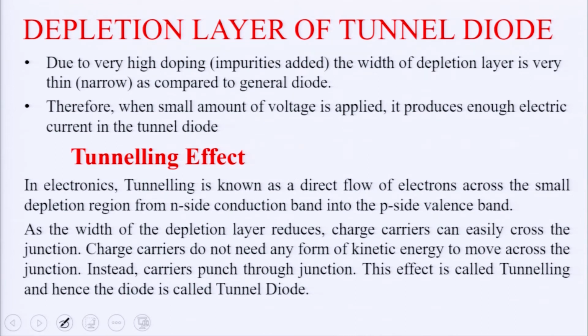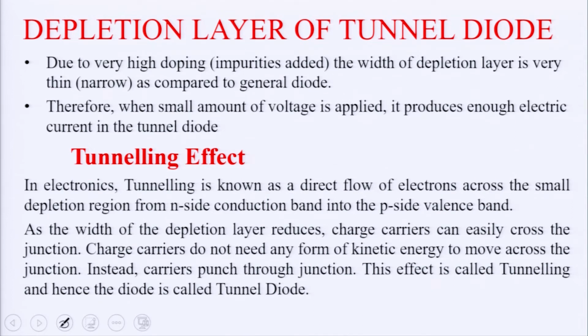Now, the depletion layer of the tunnel diode. Due to very high doping, impurities added, the width of the depletion layer is very thin, narrow as compared to the general diode. Therefore, when a small amount of voltage is applied, it produces enough electric current in the tunnel diode. Tunneling effect: in electronics, tunneling is known as the direct flow of electrons across the small depletion region from the N side conduction band into the P side valence band. A tunneling effect is the direct conduction of electrons through a small depletion layer.